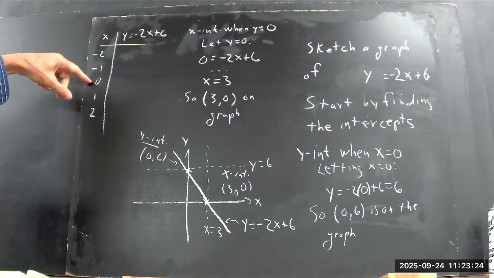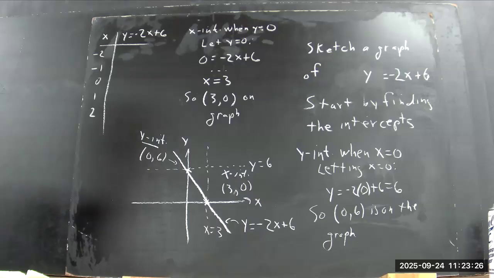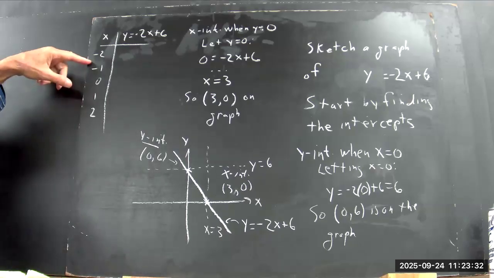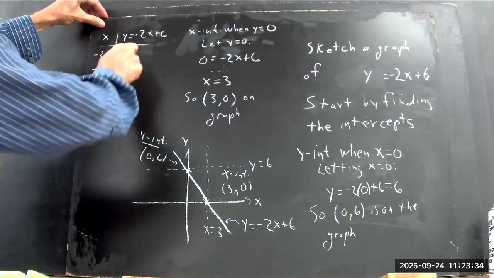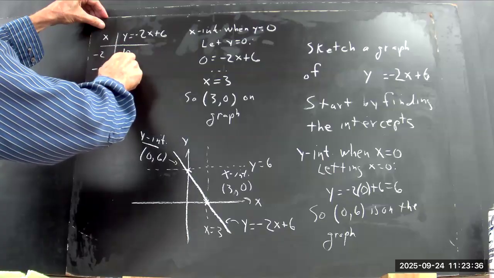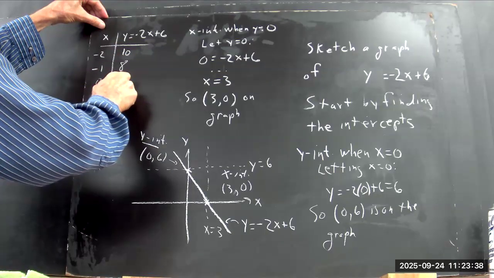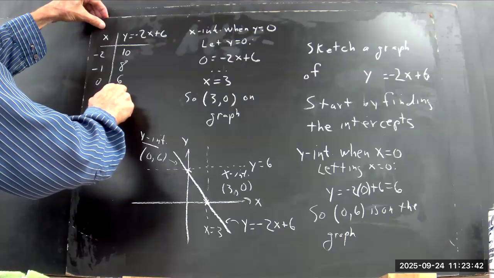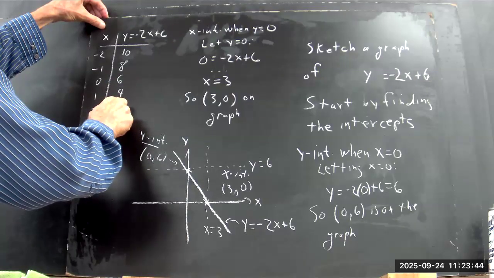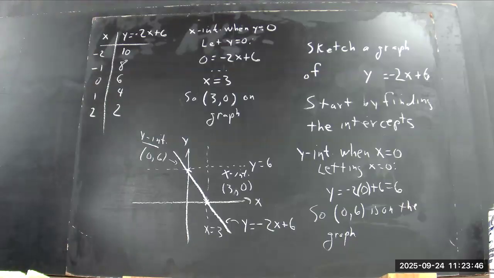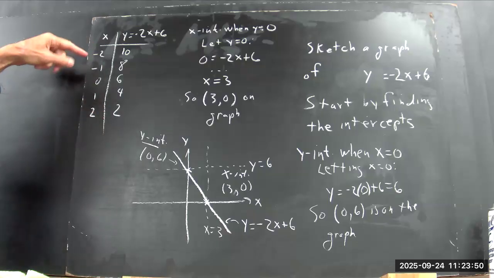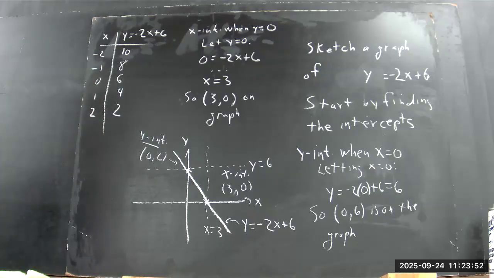maybe just use -2, -1, 0, 1, 2 to do a table. And well, you plug -2 in here, you're going to get 10. Plug -1, you're going to get 8. Plug 0, you're going to get 6. Plug 1, you're going to get 4. Plug 2, you're going to get 2. If you look at the pattern of these numbers, they're going down by 2 every time this number goes up by 1.